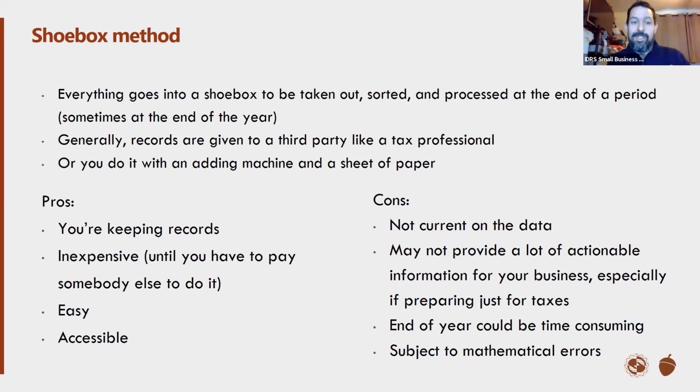And so what I want to do is talk about the shoebox method. In the simplest version of the shoebox method, everything just goes into the box, and it's going to be taken out and sorted and processed at the end of a period. Generally, that is the end of the year, only because you're doing that just to prepare for taxes. And sometimes you may not even handle the receipts yourself. You just throw everything in there, and then you give it to a tax professional. It may be an accountant if you have that level of tax preparer. It may just be the person down at H&R Block.